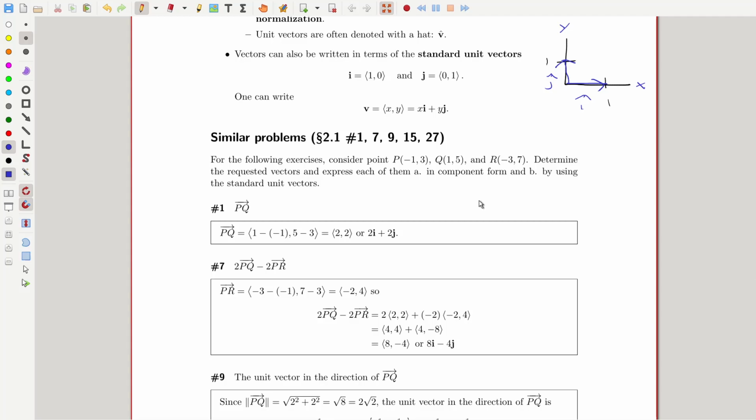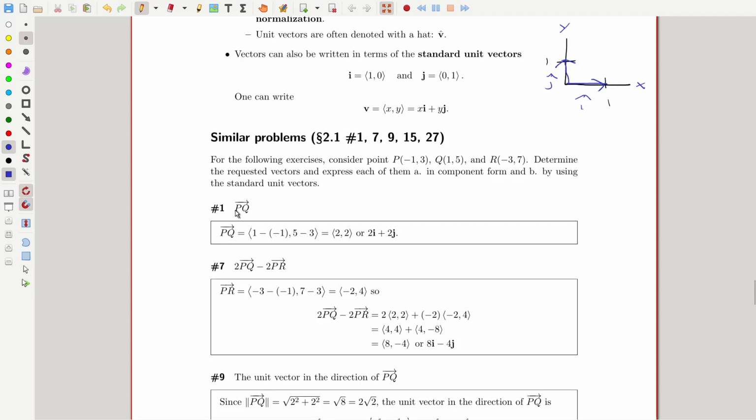Okay, right. So now on to similar problems. I chose problems from the text that are similar to the homework problems. This blob of text relates to the first three, 1, 7, and 9. We're given these three points, and we are supposed to determine the vectors that are being asked and express them in component form and in a form using the standard unit vectors.